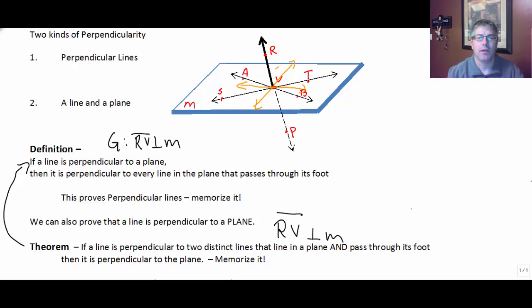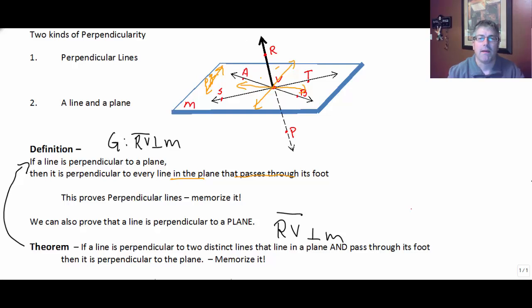Because if a line is perpendicular to a plane, it's perpendicular to every line in the plane that passes through its foot. And this is really important, that it's every line in the plane and that passes through its foot. You've got to have both of those things. If we just say every line in the plane, well, here's another line in the plane, line PQ. It's in the plane, but it doesn't pass through the foot of RV. So just because it's in the plane doesn't mean it's perpendicular to RV. It's got to be in the plane and passing through its foot.